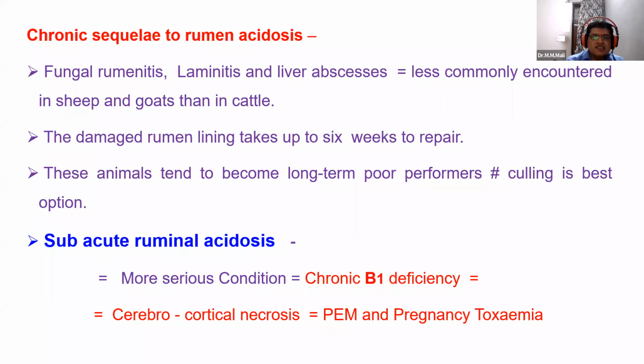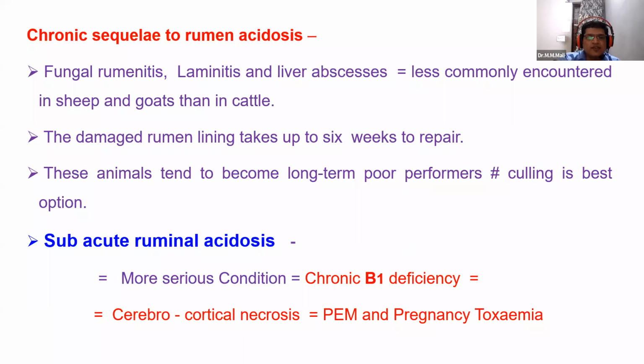But subacute ruminal acidosis is regarded as a serious condition because it causes chronic thiamine deficiency, and ultimately there will be cerebrocortical necrosis. This ultimately leads to more serious conditions like polioencephalomalacia and pregnancy toxemia in sheep and goat. So subacute ruminal acidosis should always be suspected when the owner or farmer is continuously offering a grain diet to sheep and goats, and the owner or farmer should always be advised about this condition.